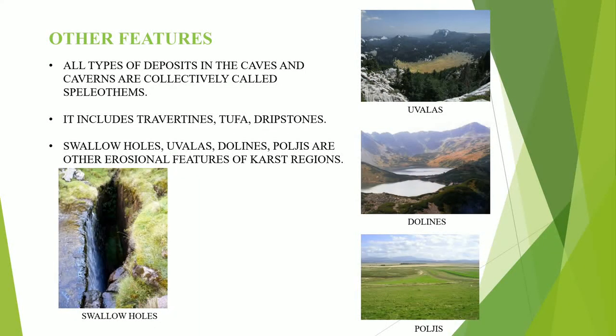Yes children, now shall we recollect all the features we have seen? What are the features? Terra rosa, lapis, sinkhole, caves and caverns, swallow holes, uvalas, dolines, etc. Now you could come to some conclusion about how these features are formed by different natural agents.